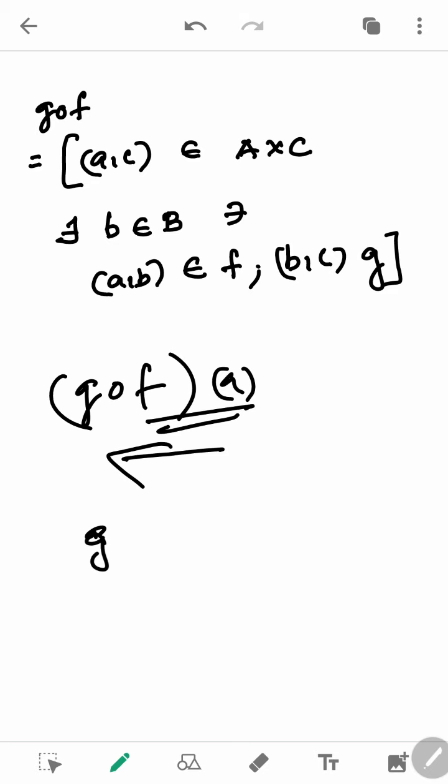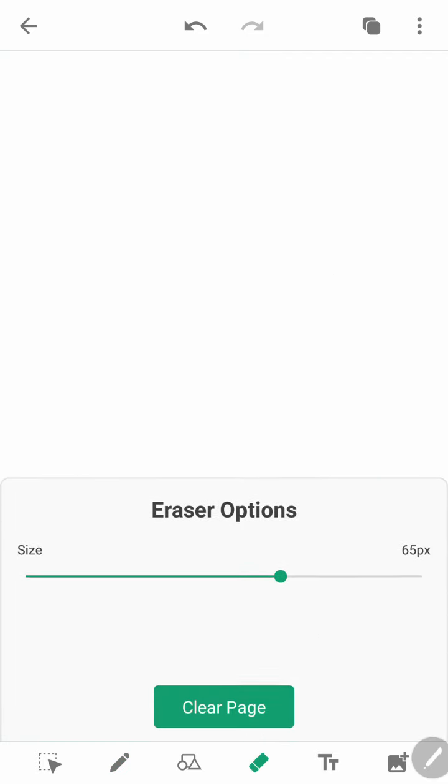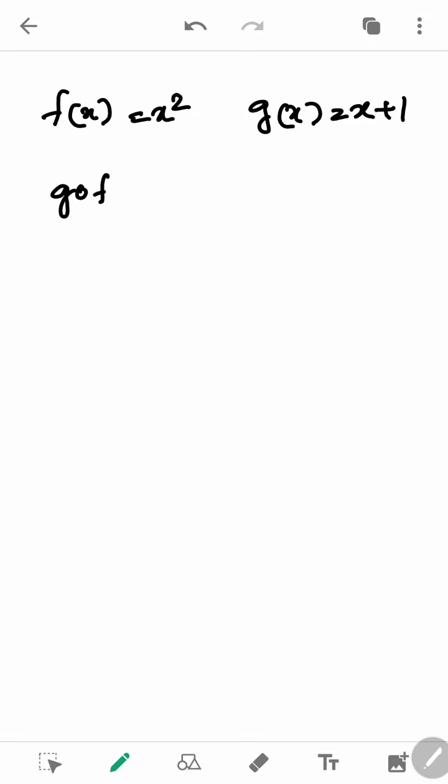And g composition f is not equal to f composition g. We are considering an example for that. Let f of x is equal to x square and g of x is equal to x plus 1. Let us see what is g composition f. G composition f of x will be equal to g of f of x.